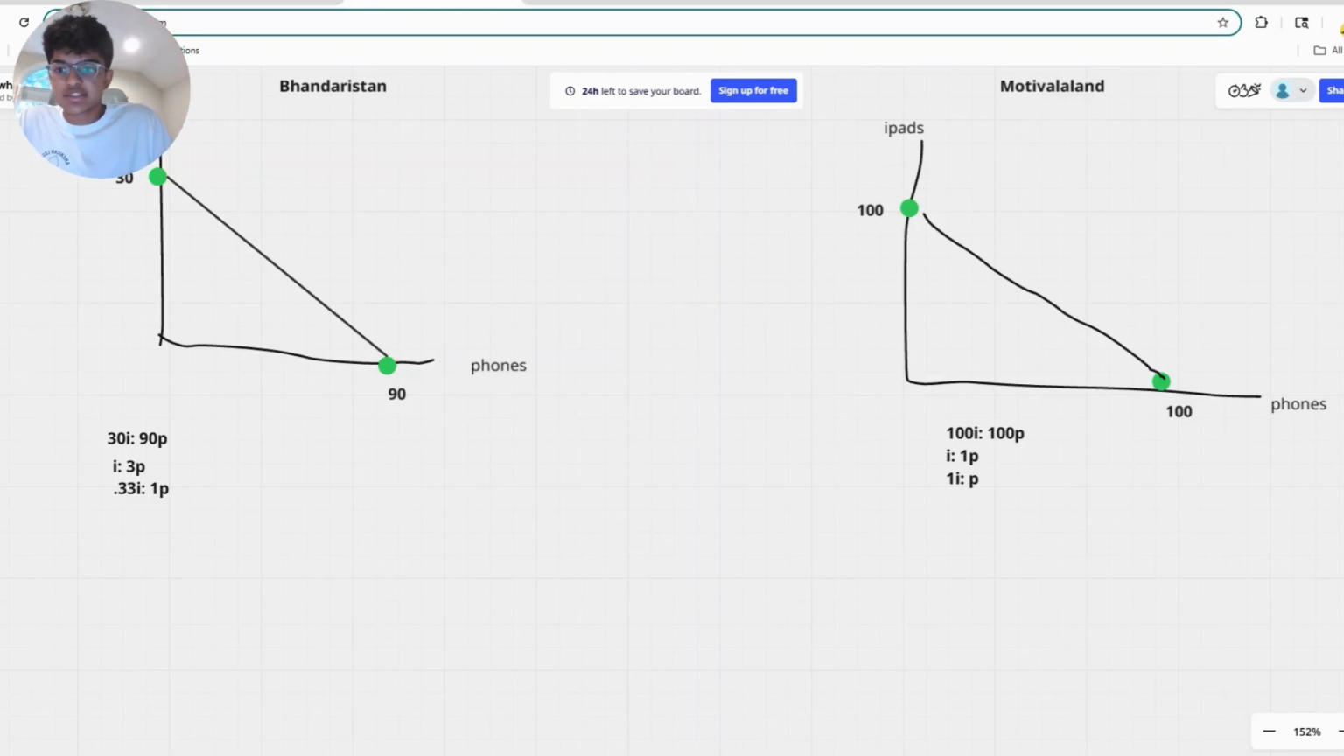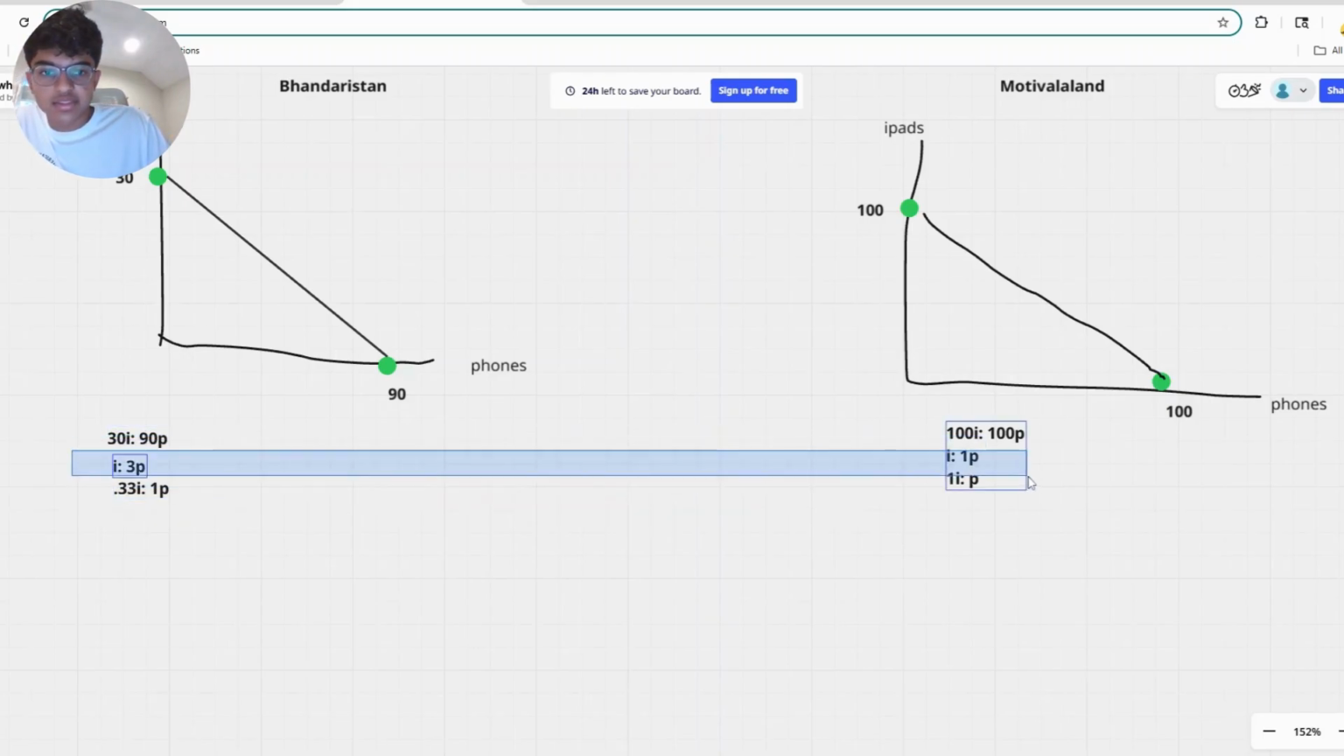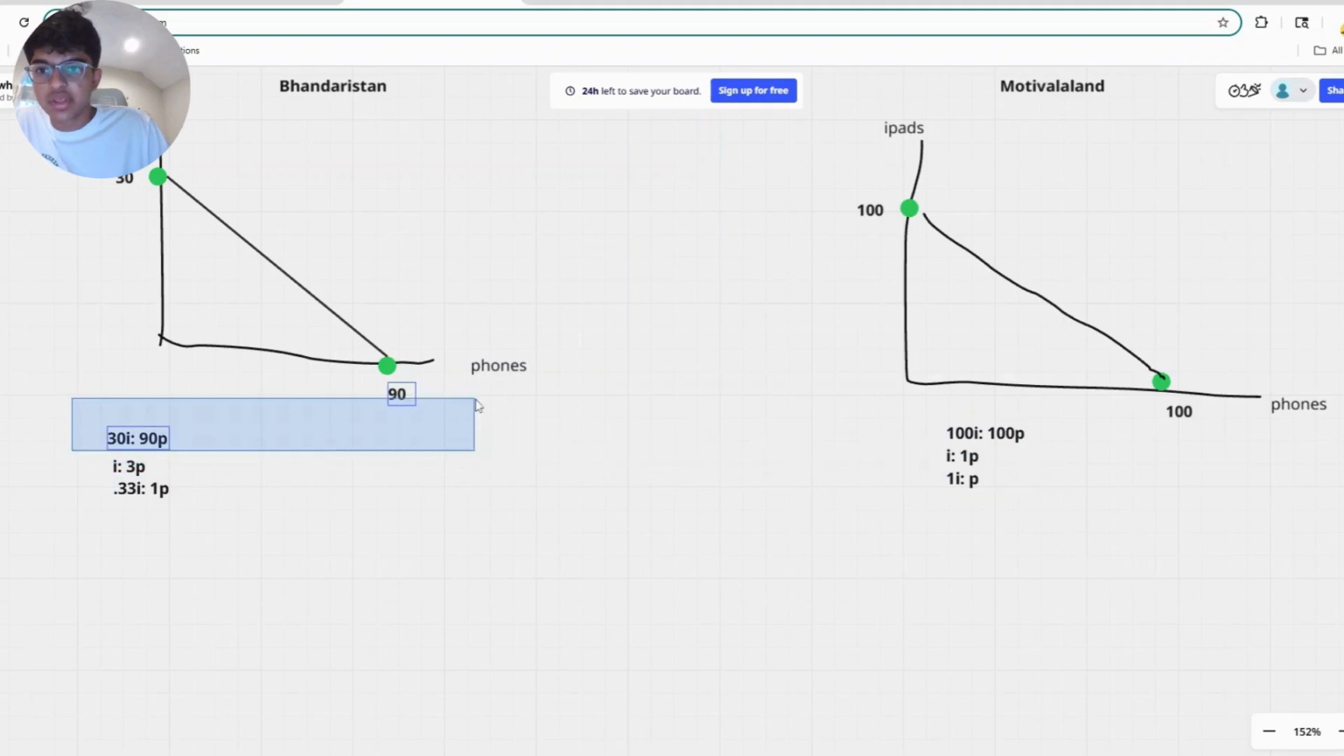So let's do the comparison in terms of iPads. Who has a lower opportunity cost? Well, for Motibalaland, it only costs one phone. For Bandaristan, it costs three phones. So clearly, Motibalaland has a lower opportunity cost when it comes to producing iPads.